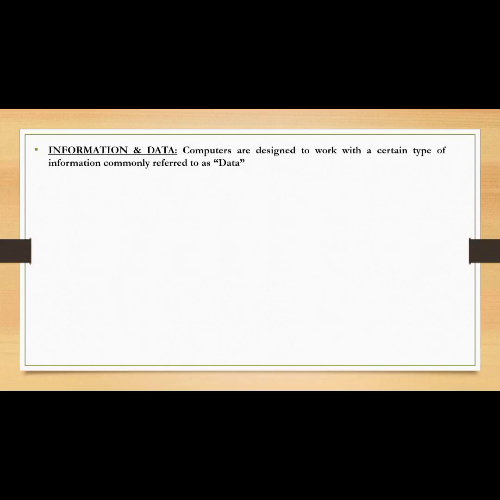We'll be talking about the next one, how a computer works, which is information and data. We've talked about hardware and software. Now, another way computers are designed is to work with a certain type of information. They are commonly referred to as data. So data comes in many forms, whether written or audio or video. They come in these different forms.